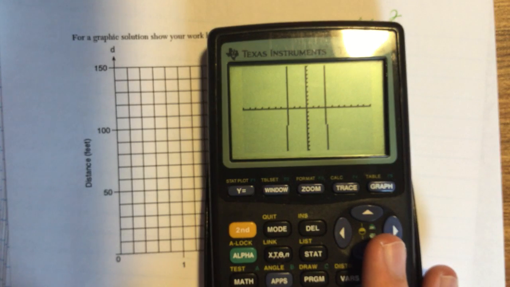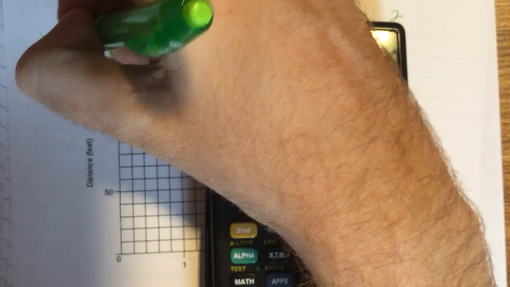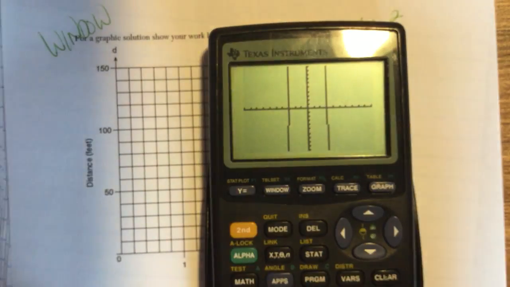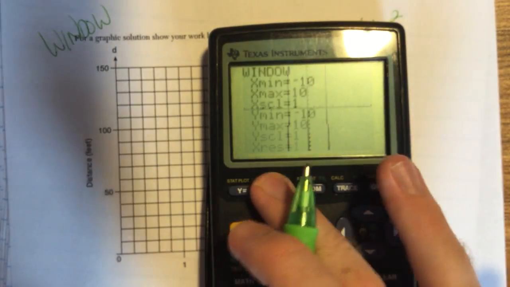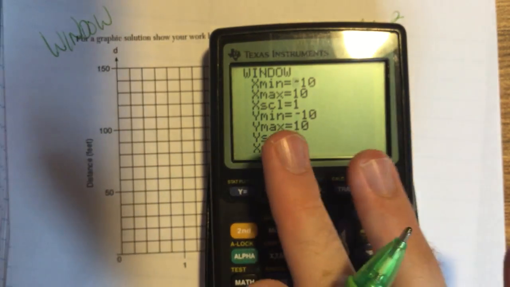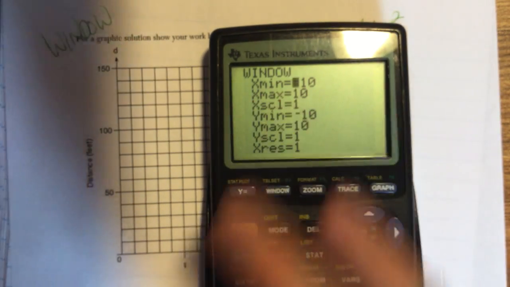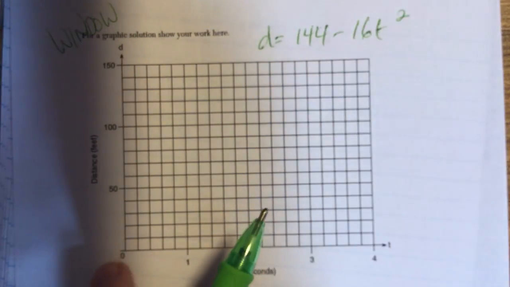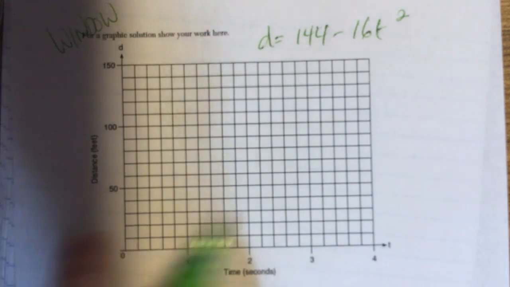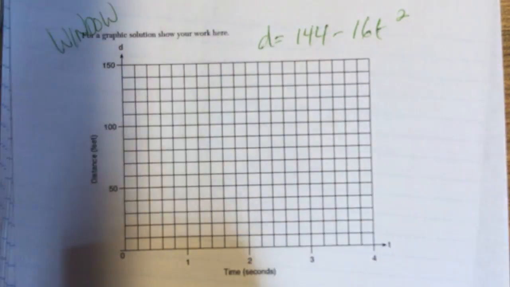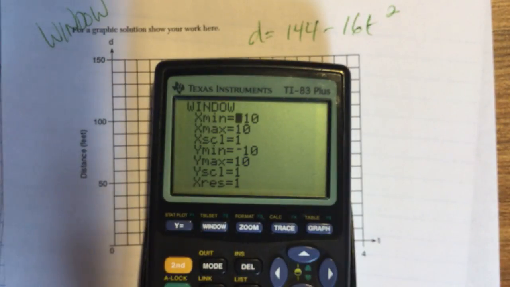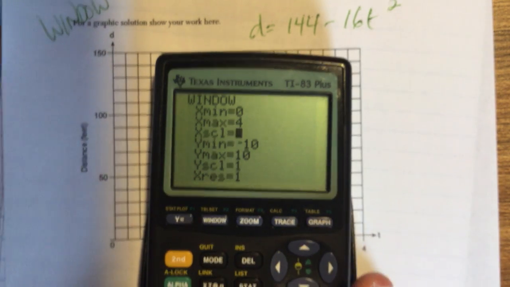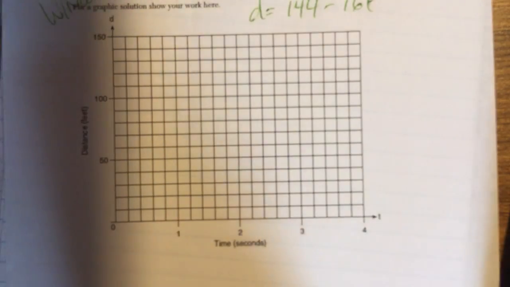So we're going to put 144 minus 16x squared, and then we're going to graph this. You're going to notice that that's not the best graph, and that's because we have to alter the window to have a better viewing range. To do this, we're going to hit window, and we want to consider what's our x min and what's our x max. Our x-axis is down here. The minimum is 0. We don't want to see any negative time. And the max is 4, so we can change this to be an x min of 0 and an x max of 4.